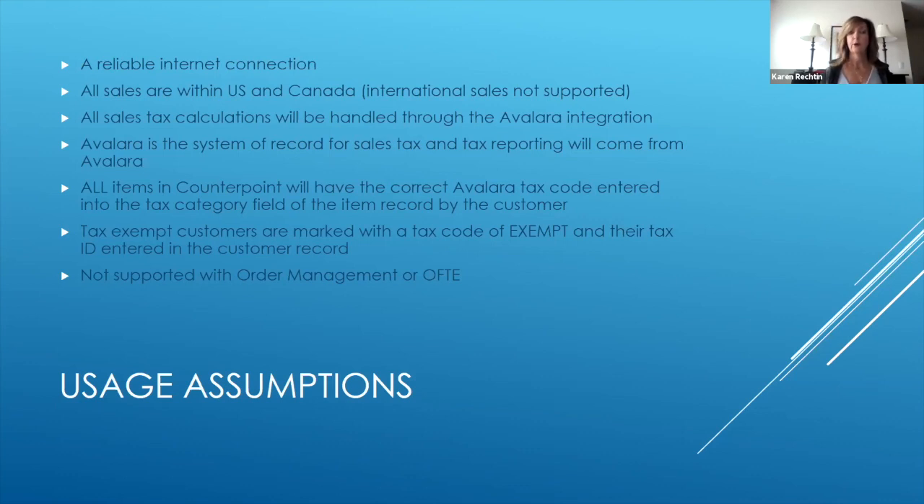All items in Counterpoint will have the correct Avalara tax code entered into the tax category field of the item. And that's up to you as the customer to take care of doing on your items, and we can certainly help consult with you on that. Also, tax exempt customers are marked in Counterpoint with a tax code of exempt, and their tax ID number is in their customer record, because the tax ID number is what we send to Avalara.